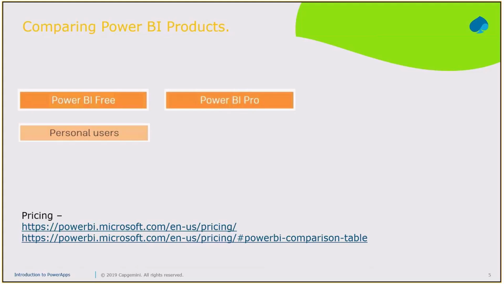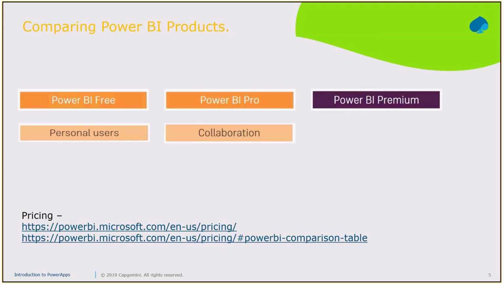One is Power BI Pro, where, as we discussed earlier, if you want to share your work with other colleagues or a team, you would need a Power BI Pro license. And the last one is Power BI Premium. This is a product where, if you want to develop a large-scale BI deployment across the enterprise, you would need Power BI Premium.